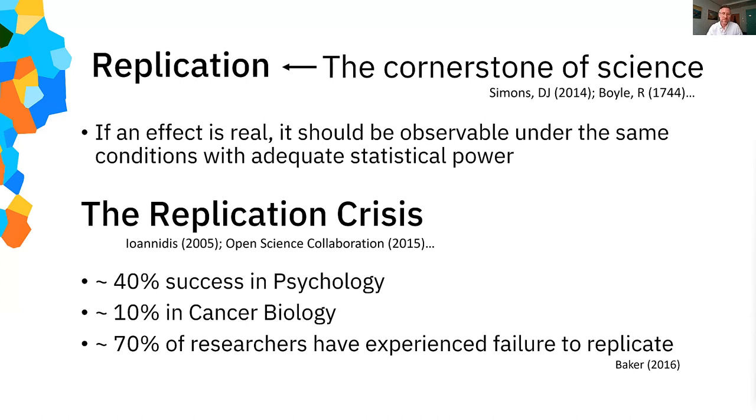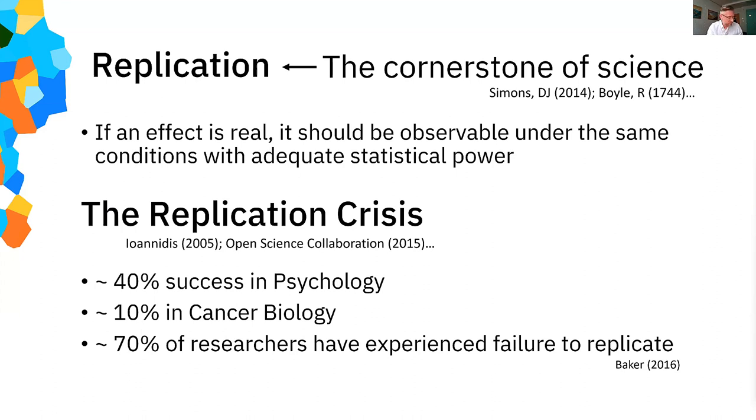It's been estimated by many people in many different ways across many different fields. To provide a coarse metric, if we were to do the thing that Simons and Boyle says we ought to do, that is to try and reproduce the same results that were observed using the same method with adequate statistical power, we've observed in psychology a roughly 40% success rate. There's differences depending on what kind of psychology research you're trying to replicate. Lest you should believe this is just an issue with psychology, it's been observed to be even worse in other disciplines. In cancer biology, the successful replication rate is more like 10%.